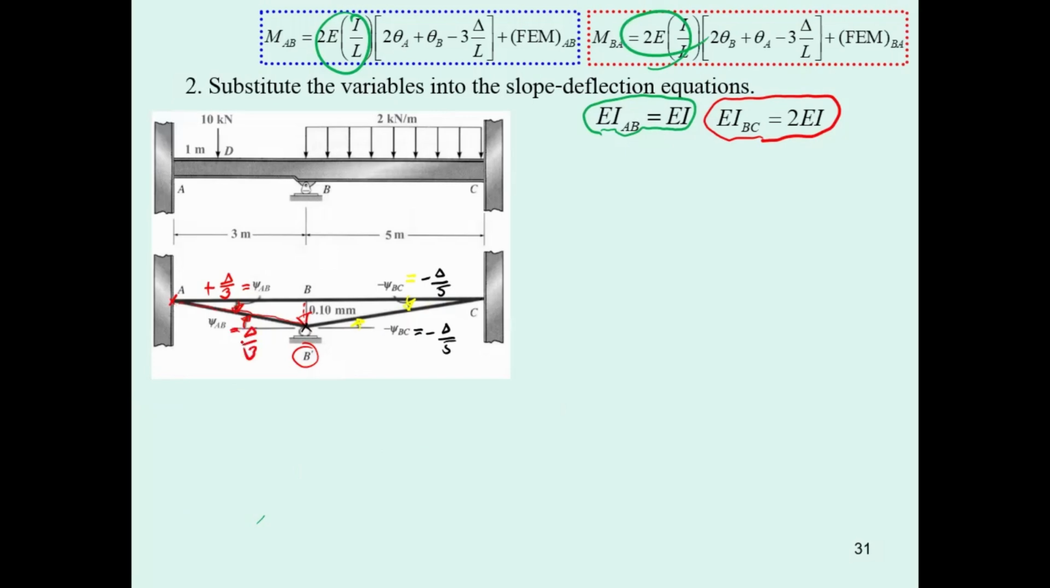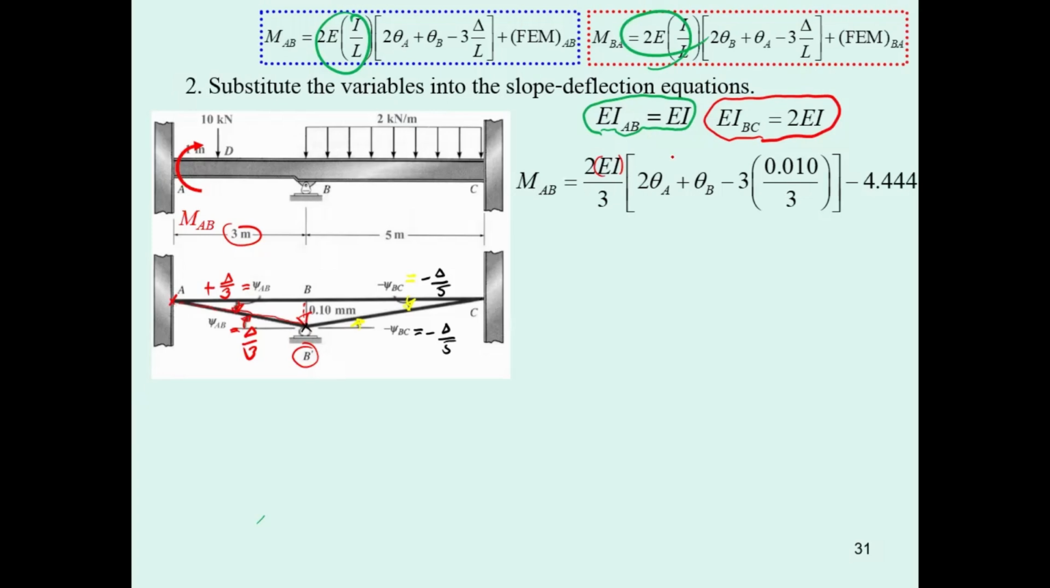Okay. Now, put M, the end moment, M sub AB, 2EI over 3. Okay. 2EI over 3. And then this is going to be 0.